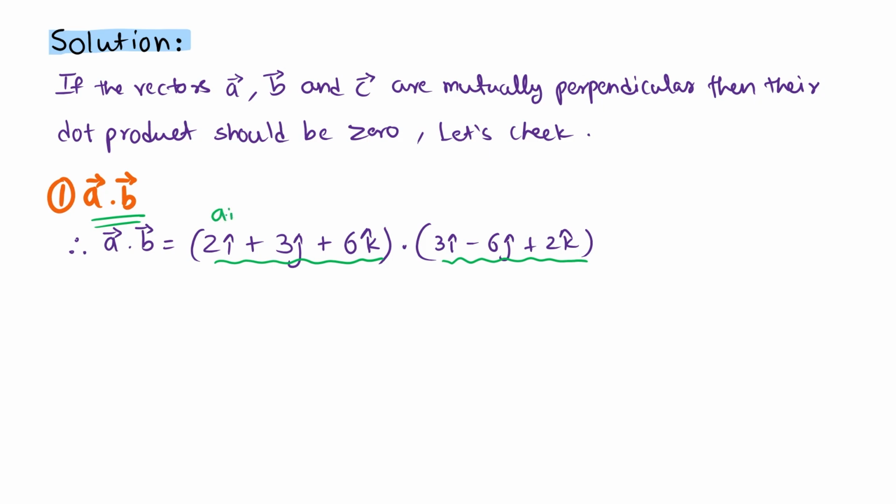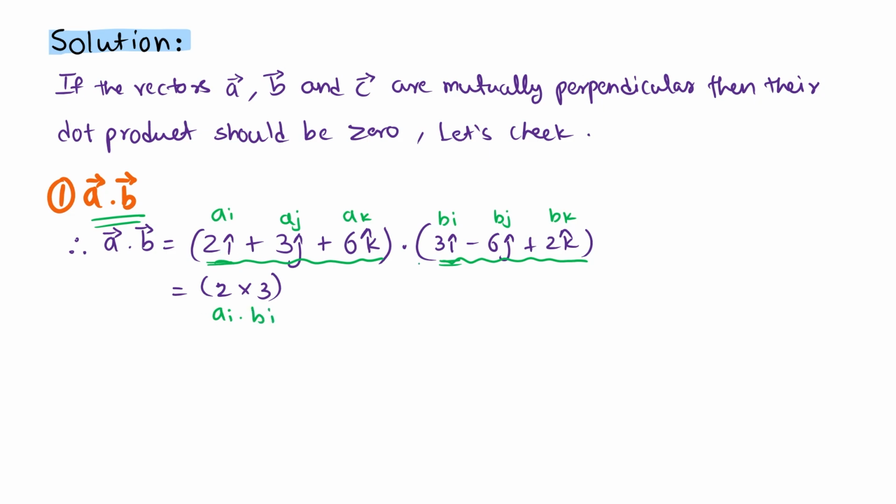Now 2i is the component of A across i, 3j is the component of A across j, and 6k is the component of A across k. Similarly, 3i is the component of B across i, minus 6j is the component of B across j, and 2k is the component of B across k. So अगर हम इन दोनों इक्वेशन का डॉट प्रोडक्ट निकालेंगे, so उस केस में the only non-zero components will come when we multiply i component of one vector to the i component of the other vector, that is a_i dot b_i.